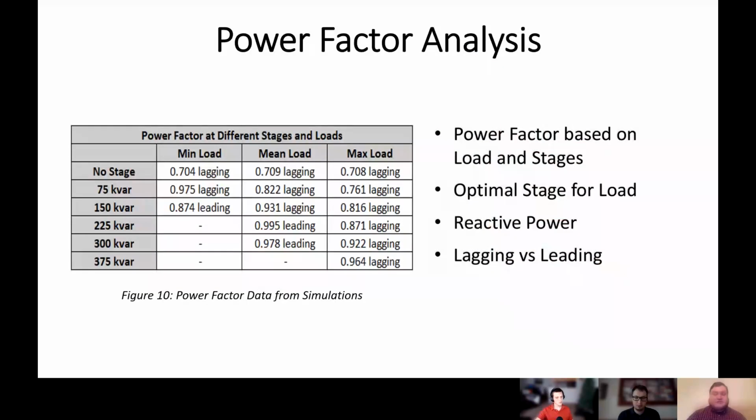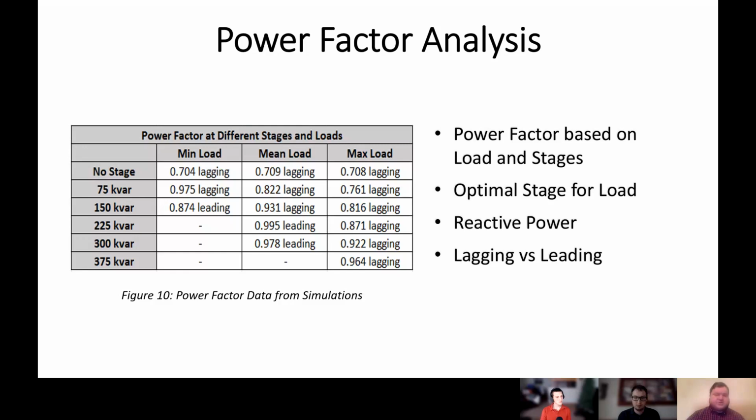Power factor analysis. This is the data we've gathered via the power factor meters: power factor based on loads and stages. On the left of this table is your kVAR, or the stages you're using, and the top is your minimum load, mean, and max. Right now we're shooting for 0.95. That's a very good power factor, and we want that or better.